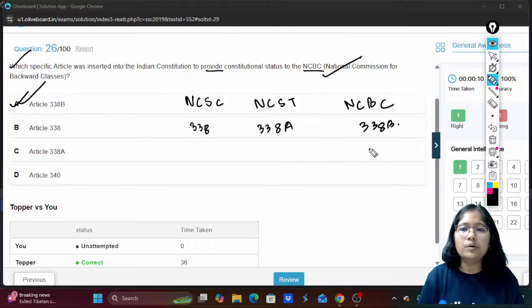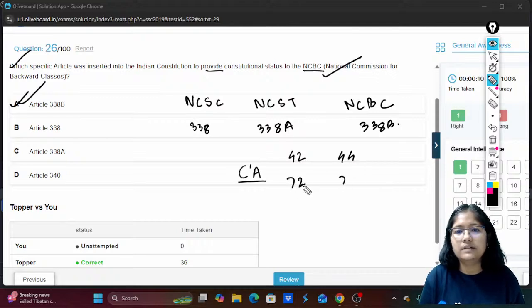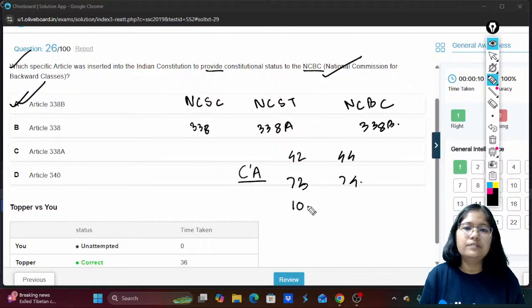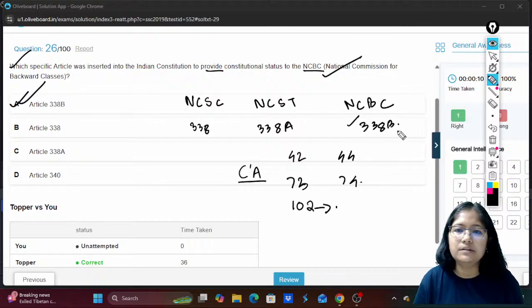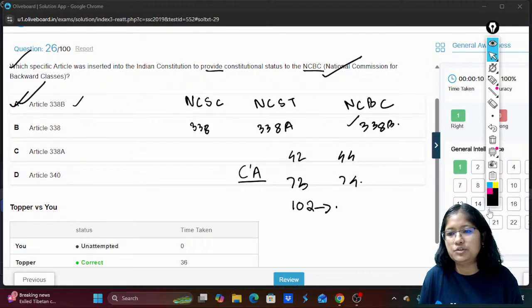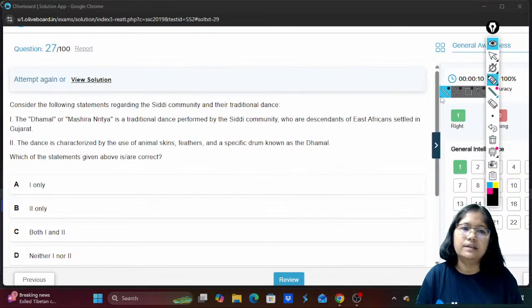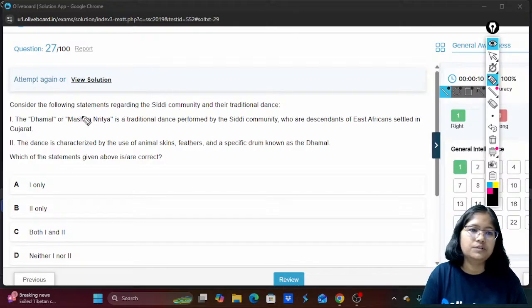You also study the important constitutional amendments. In constitutional amendments also, I told you repeatedly that you should not miss the 42nd, 44th, 72nd, 73rd and 74th Constitutional Amendment Act, and after 100. These are must. From 100, you have to remember that. There also, in the 102nd Constitutional Amendment Act, we study that 338B is the NCBC. So it is a basic level question, everybody should be able to answer such questions correctly. You should not miss a mark from these kind of questions.